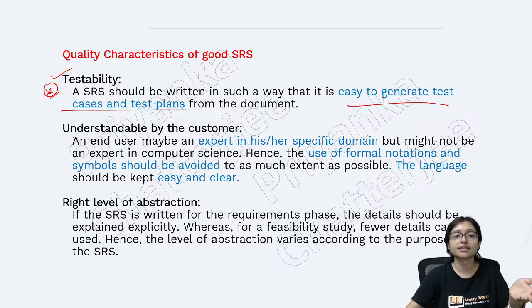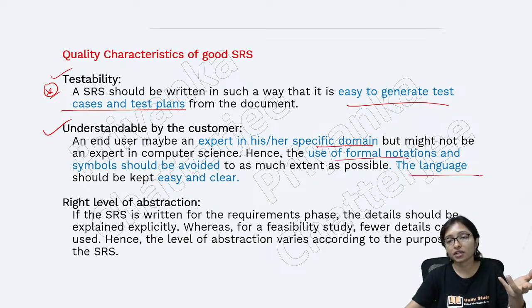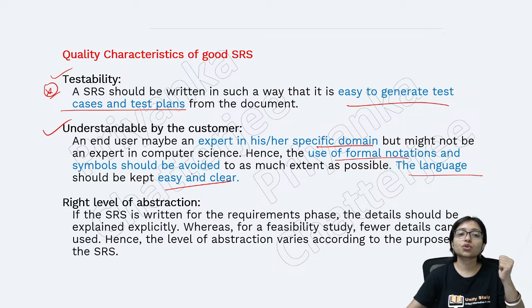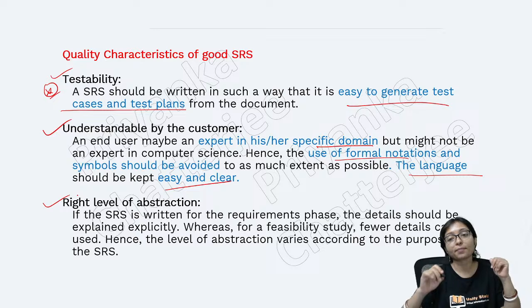That is called testability. Understandable by the customer is also very, very important. It should be specific to the domain and user, formal notation should be there, and it should be easy. Okay. So it should be understandable by the customer, with the right level of abstraction. Abstraction means data hiding.